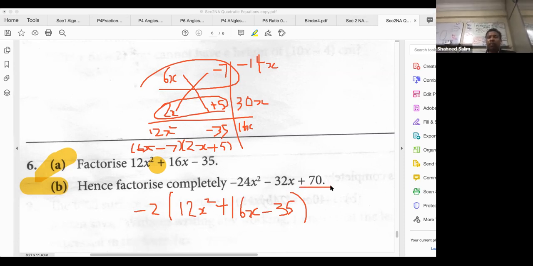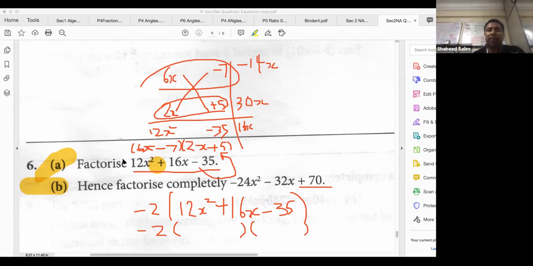And then this one you have already factorized. So I just put a minus 2 like that, then I put this whole thing down here, or I just put a minus 2 up here. This is the factorization for this one. Finish.